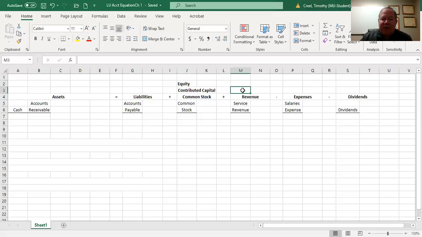Now, basically under contributed capital, you're going to see common stock. Common stock is going to be the main account there. And you see here, I went ahead and set up a few accounts. So in a moment, when we look at a few transactions, we're moving in that direction. Now, notice that under retained earnings, we've got revenue.